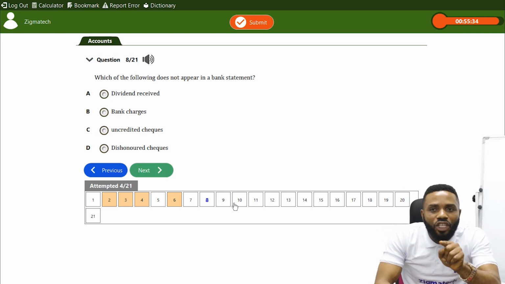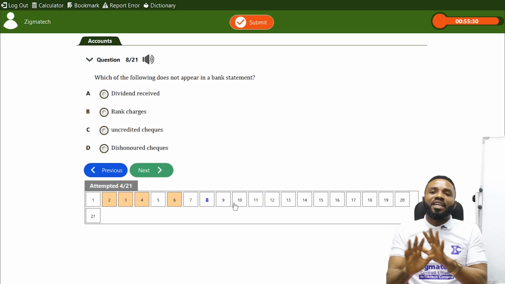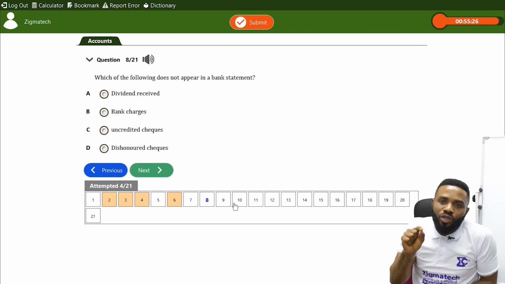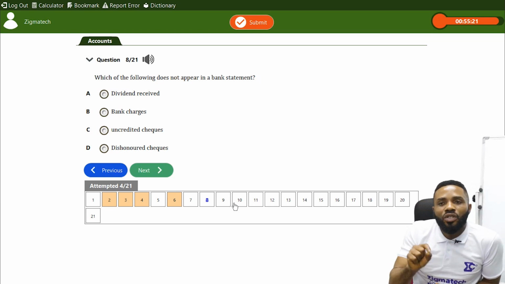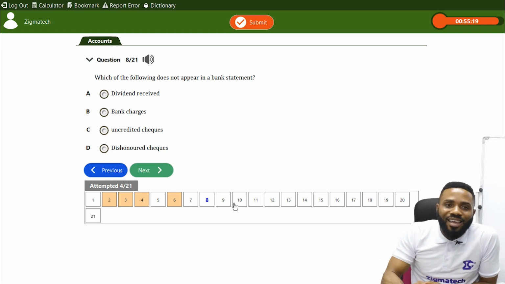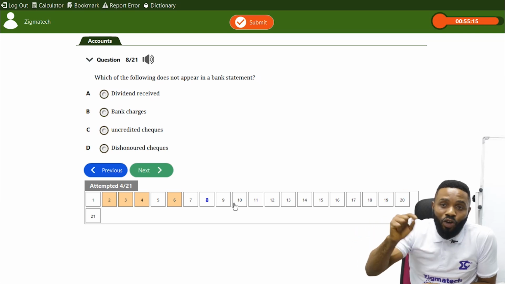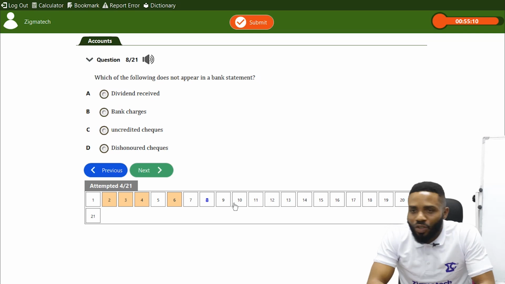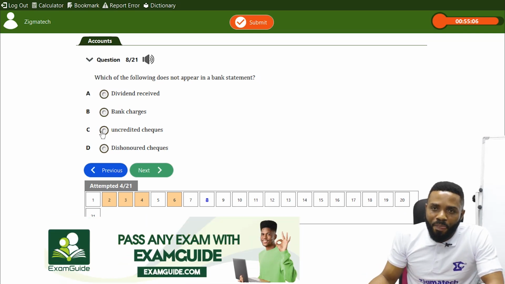The answer here is uncredited check, because this check has not been credited in the bank at all. Until that transaction reflects on the bank statement, it has not entered the bank statement. So the answer is C. And then let's take the very last one.